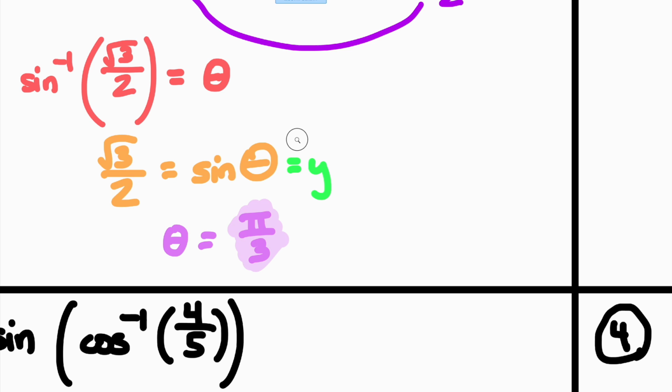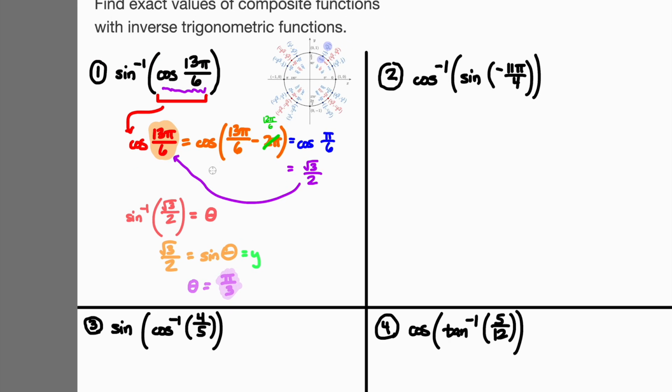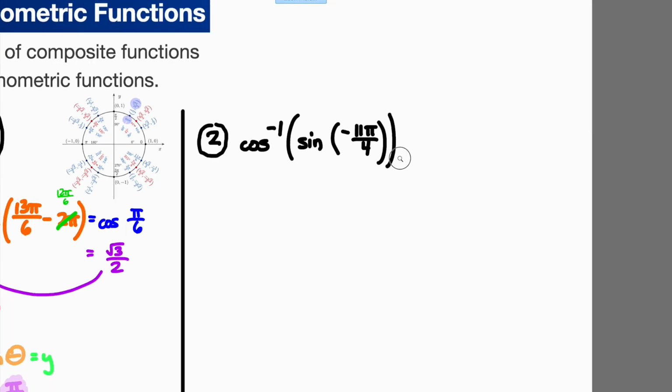So again, it's one big problem, but you're breaking it down into a bunch of sub-problems based on stuff that you already know. You know how to find the cosine of 13 pi over 6 because we did that in previous lessons. Now we're applying that when it's a composite function with that inverse trig. Okay, let's try this one over here now.